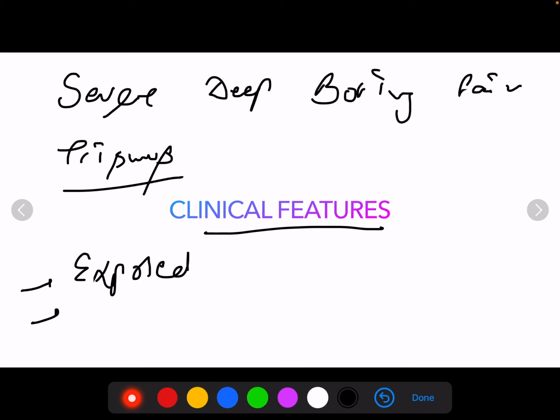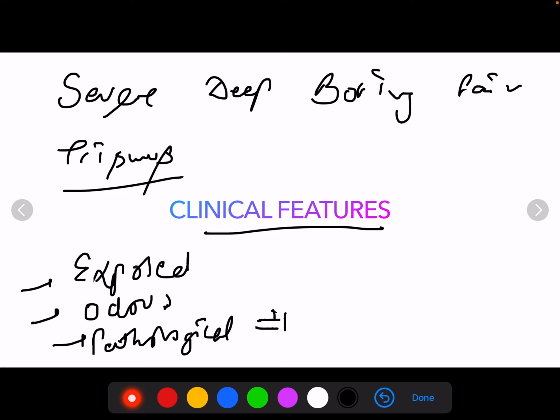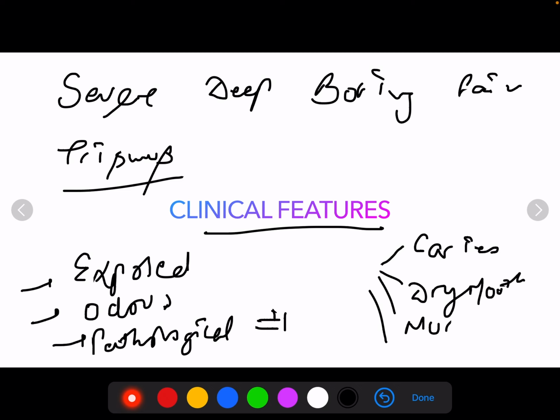And if any plate has been placed, then plate exposure will be there. Bad odor will be there, that is fetid breath, and pathological fracture chances will be there since the bone is weak, devitalized and exposed. The radiation also affects the oral cavity, that is radiation caries occur. There is dry mouth and mucositis. Also food lodgement is commonly seen.